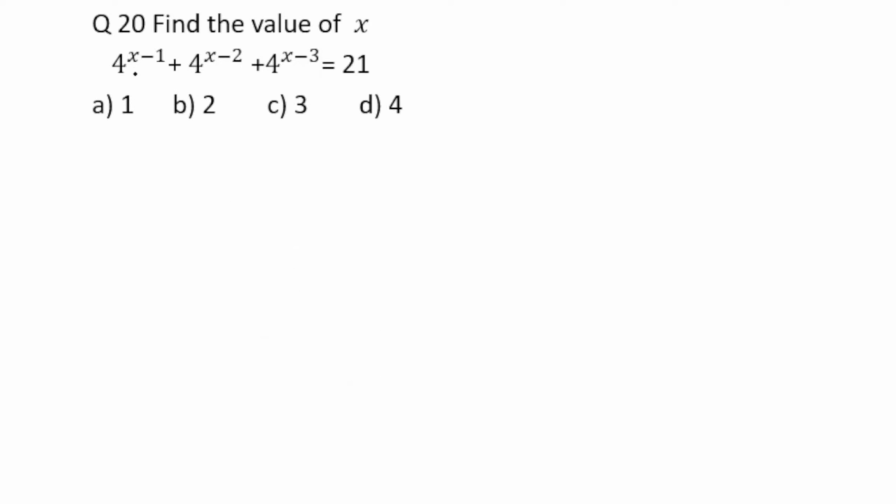Now move to the question number 20. 4 to the power x minus 1 plus 4 to the power x minus 2 plus 4 to the power x minus 3 equals 21. We have to find out value of x. Here you go. We can write 4 to the power x minus 1 as 4 to the power x multiply 4 to the power minus 1. Similarly, 4 to the power x multiply 4 to the power minus 2 plus 4 to the power x multiply 4 to the power minus 3 equals 21.